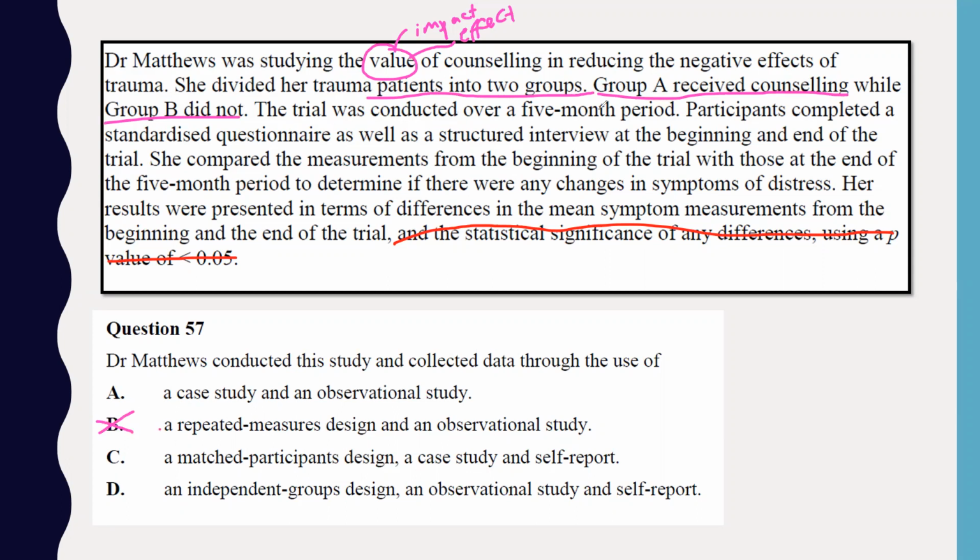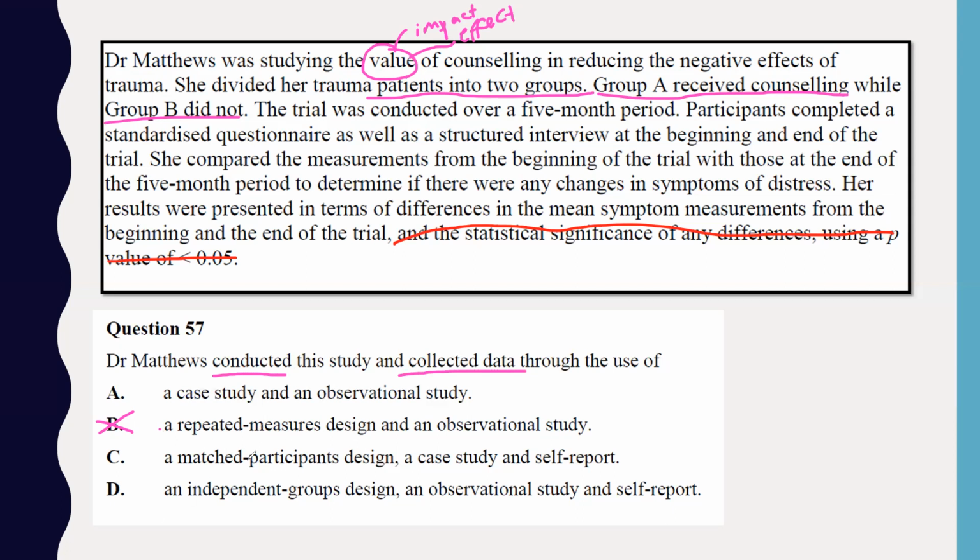The trial was conducted over a 5-month period. Participants completed a standardized questionnaire as well as a structured interview at the beginning and end of the trial. She compared the measurements from the beginning of the trial with those at the end of the 5-month period to determine if there were any changes in symptoms of distress. Her results in terms of differences in mean symptom measurements were stated. Okay, so basically what we're talking about here is what design or what method was used to conduct the study and then how the data was collected for that study. Now we know that a repeated measures design wasn't used, so that's eliminated.